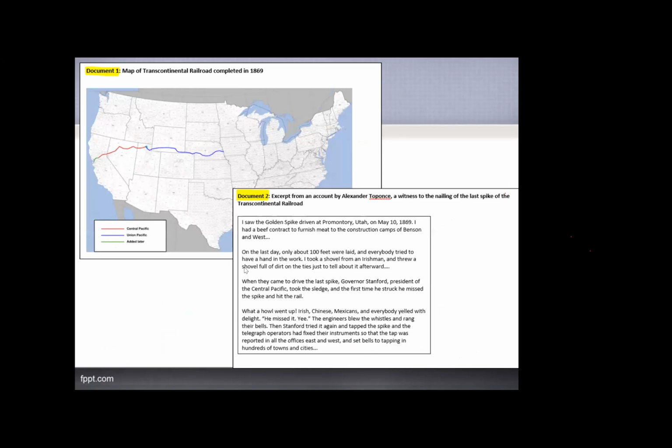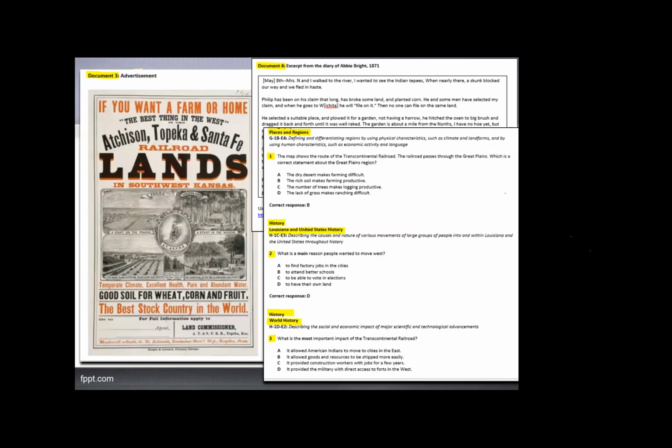Moving further into the task questions in regard to social studies, this is where things are going to get a little bit more interesting for the students. They're going to have a variety of different documents that they're going to have to pull from. So you can see here on this slide, we have document 1 and document 2, one being a map, one being an excerpt. Then we're going to move on to the next slide, which is going to show document 3 and 4, document 3 being an advertisement and document 4 being an excerpt from a diary.